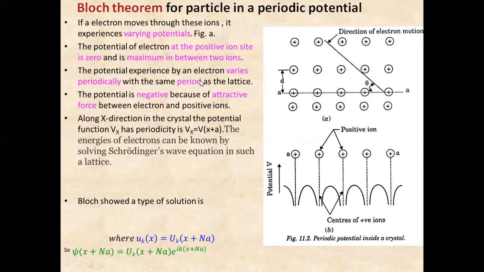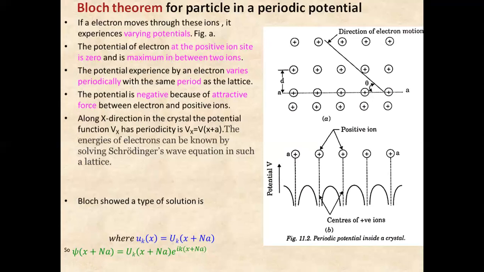The potential experienced by an electron varies periodically. Whenever the electron comes near a positive ion, it experiences a minimum potential, but when it is far away, it experiences a maximum potential. That means it varies periodically. As the electron moves, near a positive ion it experiences a minimum potential, and further away a maximum potential. The potential varies periodically with the same period as the lattice.